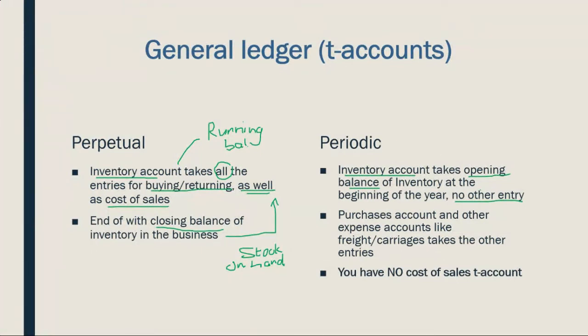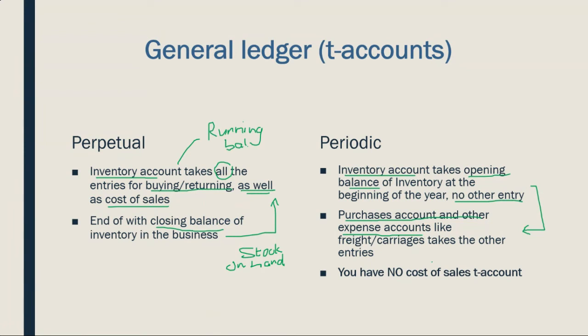Everything else that happens during that year goes to your purchases and your other expense accounts. So anything we buy or return goes to those accounts. So it's your purchases, your carriage on freight, your import duties, any insurance you might have had during the period when we transported those goods to our premises. All of those expenses would be accounted for in their own individual and separate accounts. You will not account for them in the inventory account.